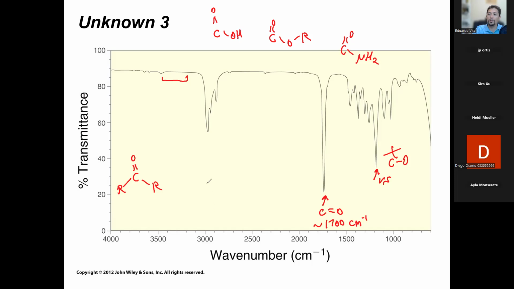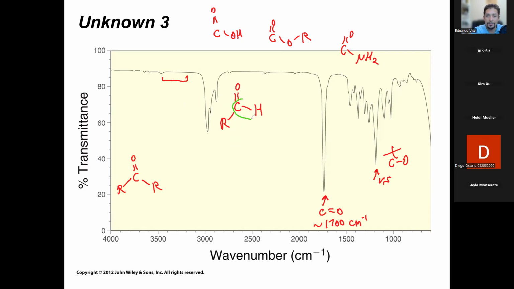I'm missing one functional group I haven't mentioned that contains a carbonyl. What is this called? Somebody tell me. What is that called? An aldehyde. It's an aldehyde, right? I did not talk about the aldehyde. Well, the aldehyde, it was one of the first examples we saw.